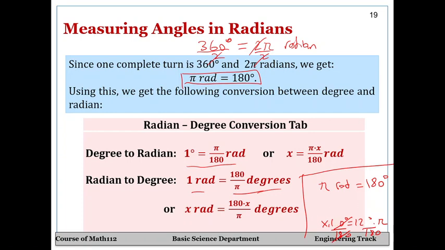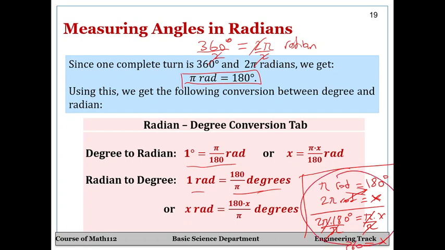Or assume here it's given like that. For example, 2 pi radians is what? You can write here x. Then you can use this multiplication. 2 pi times 180 is equal to pi times x, and divide by pi, and then you will end up with 360. You can use the proportion here if you want, but this x I use here and this x here, they're not the same.